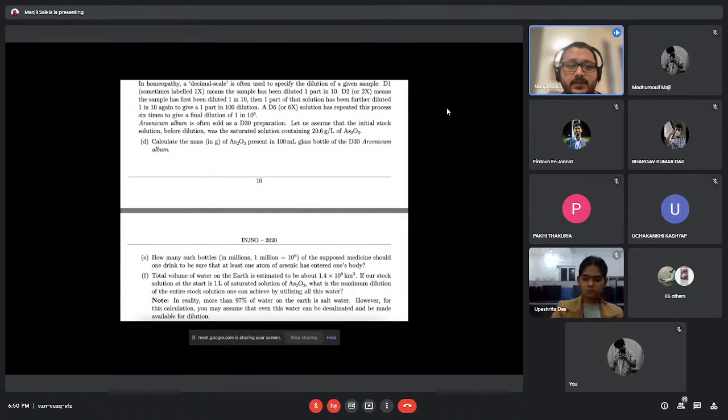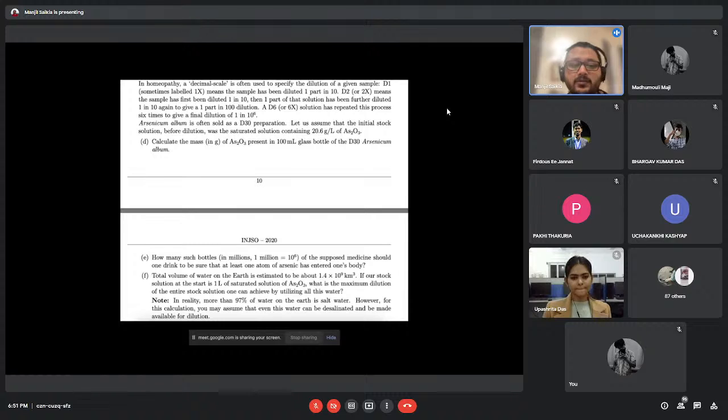Now, the question is something like this. If you focus on part F, it says that the total volume of water on the Earth is estimated to be about 1.4 times 10 to the power 9 cubic kilometers. If our stock solution at the start is 1 liter of saturated solution, what is the maximum dilution of the entire stock solution one can achieve by utilizing all of this water? If you do this calculation, you will see that even if you use all of the water in the world, you cannot really go to 10 to the power 30 dilution and have something remaining of that product.